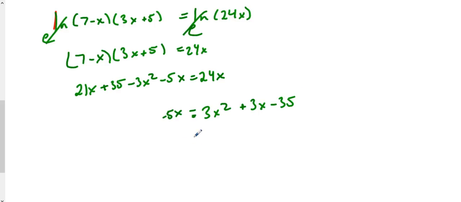And then what I'm going to do is add that to the other side. So then we have 0 equals 3x squared plus 8x minus 35. Now from here, what we can do is simplify this and see if we can find an answer and see if this is factorable. And actually, I think this one is factorable.